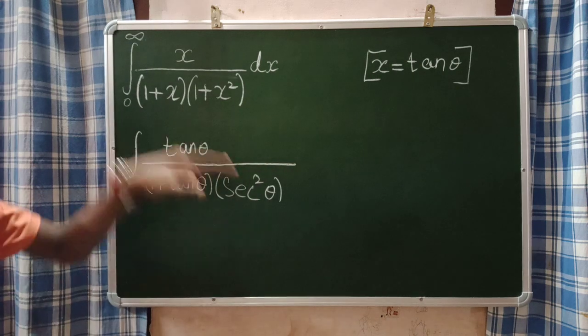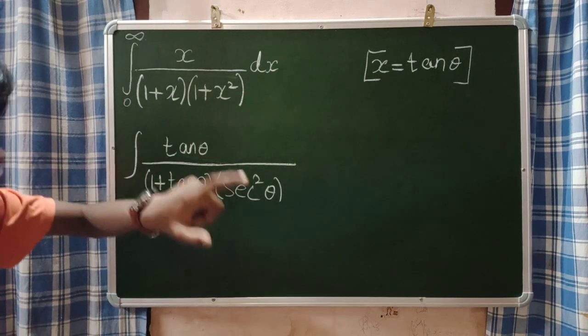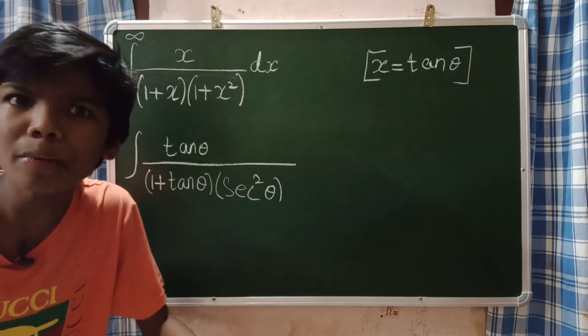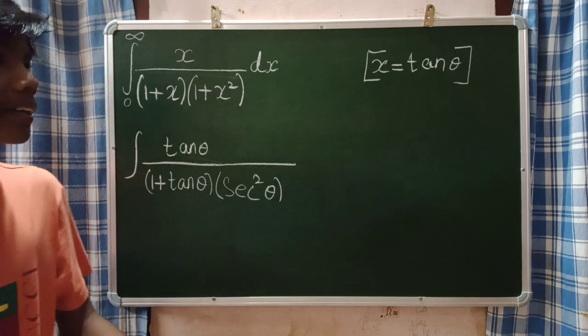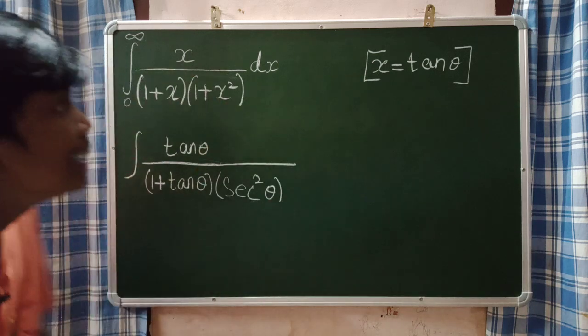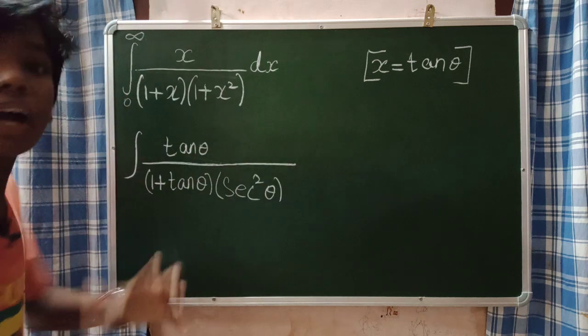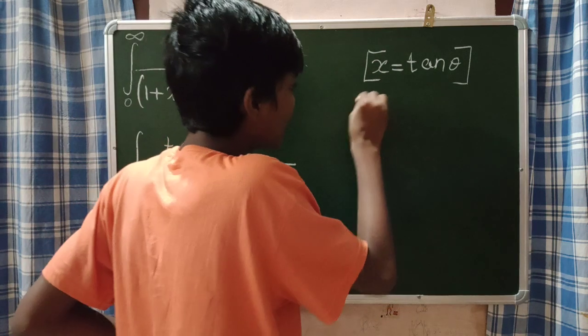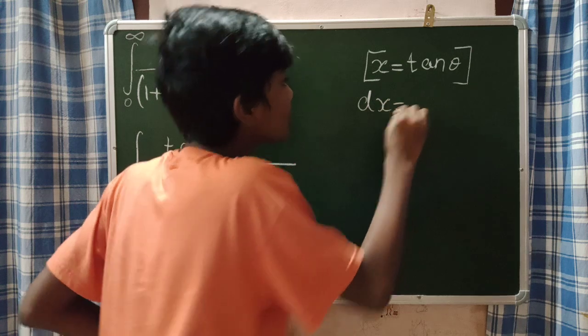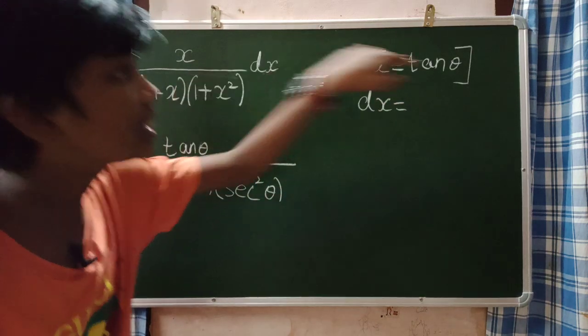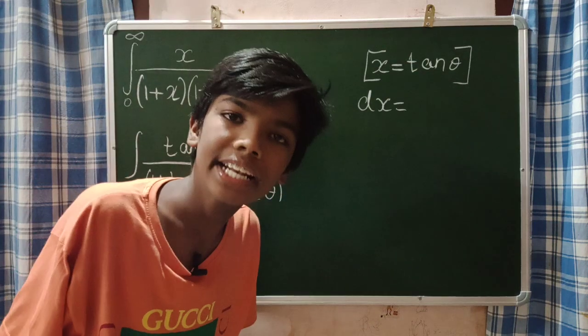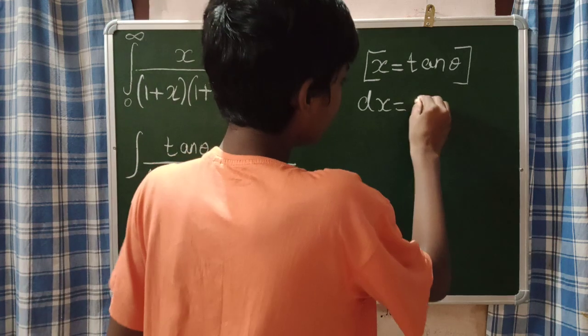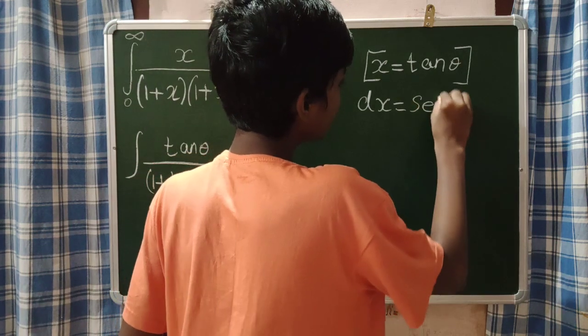Now, what will dx be? Will dx be dx itself? Absolutely not. If I am putting x as tan theta, dx should be another value. What will be the value? If x is equal to tan theta, then dx will be the differentiation of x, which is the differentiation of tan theta. What is the differentiation of tan theta? Secant square theta.